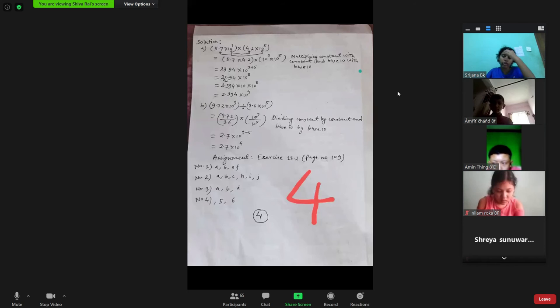You have an idea how you are sending your assignment in the Google Sheet, you have to send it that way. I think you don't have any problem. Here you will get 15 questions. How many questions? 15. Each question carries 2 marks.